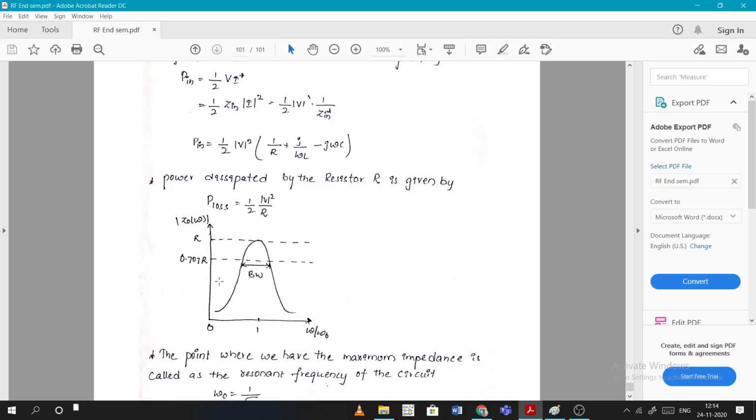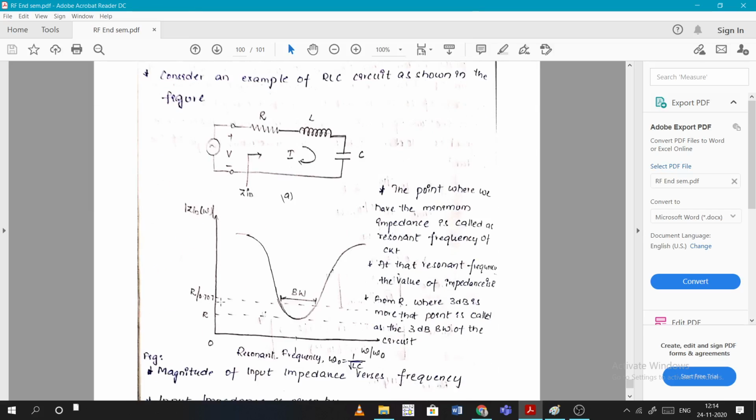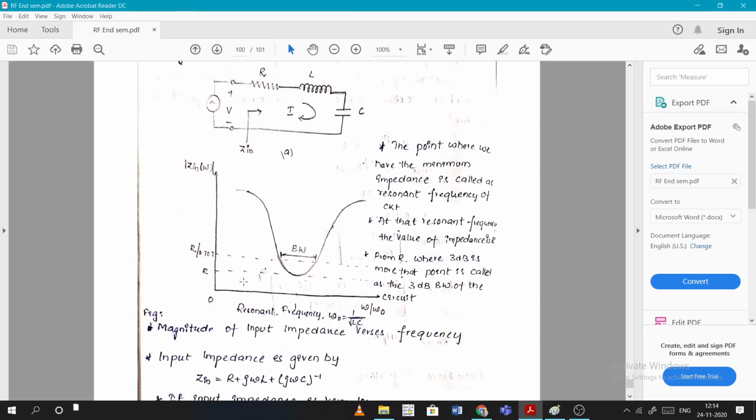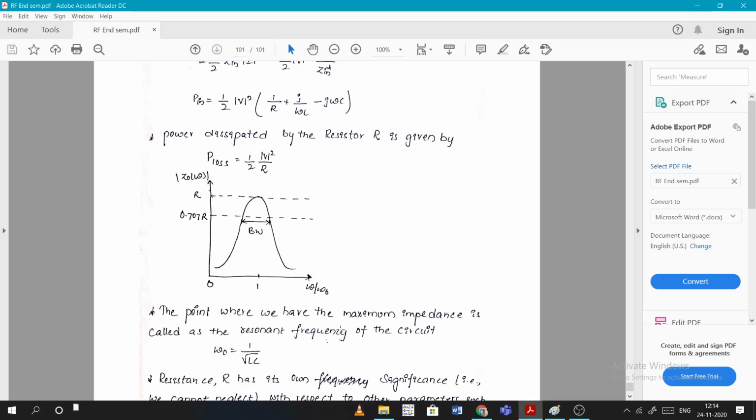At that point, what is the value of R? It is 0.707 times R. At the 3 dB bandwidth, the value of the output impedance will be R by 0.707 for the series resonating circuit. For the parallel resonating circuit, the output impedance at the 3 dB bandwidth is 0.707 times R.